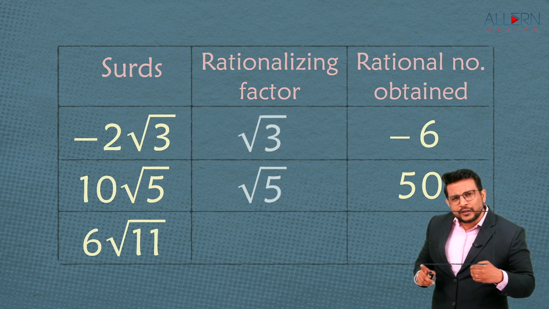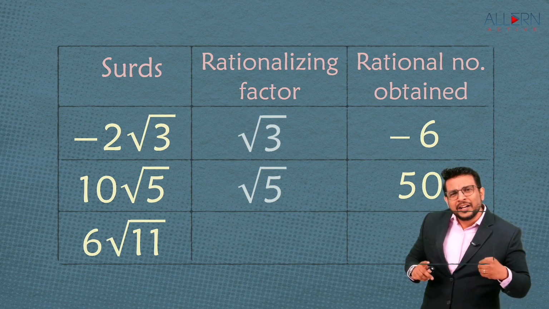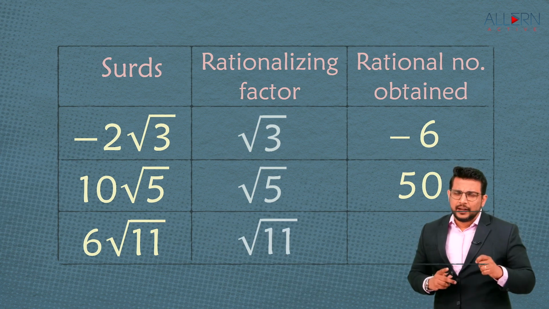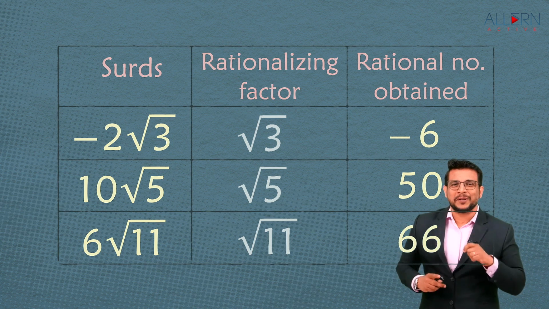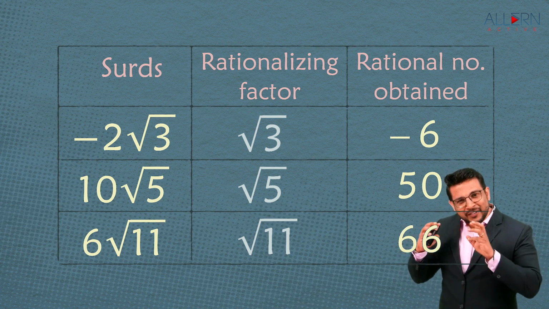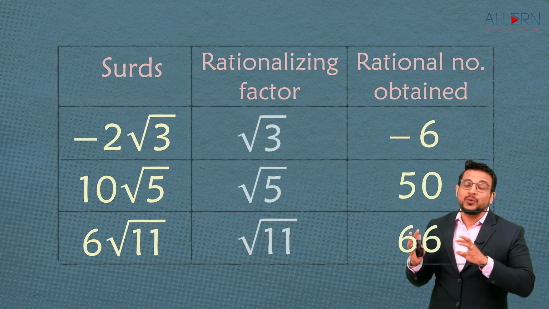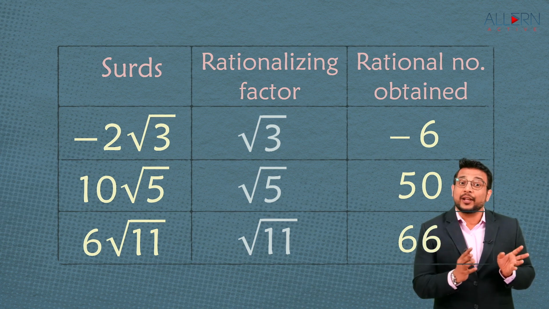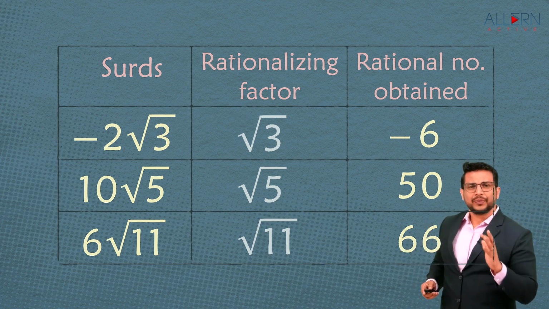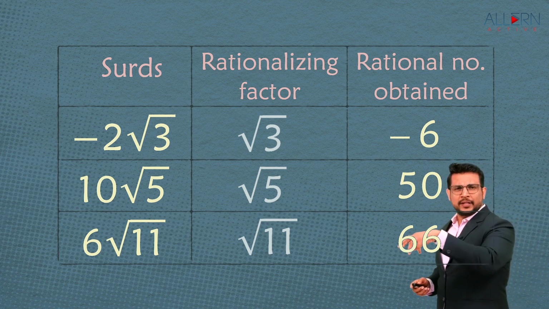Right? 6 root 11, you will say 6 is rational. Irrational is root 11. So multiply by root 11. So what do we get? Root 11 into root 11 is 11. 11 into 6 is 66. So by now, you would have understood that whenever we have a monomial surd, how to get the rationalizing factor so as to make it rational. So that is clear. You will say now, rationalizing a monomial surd, we know.